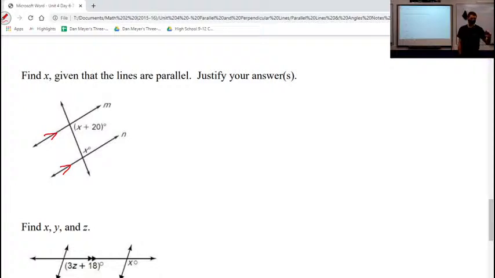If you need help with it, let me know after we're done with the notes here. We'll have some time to work and ask questions.